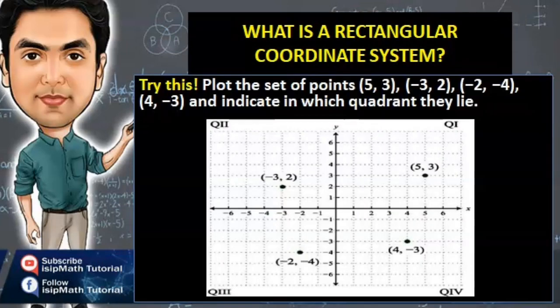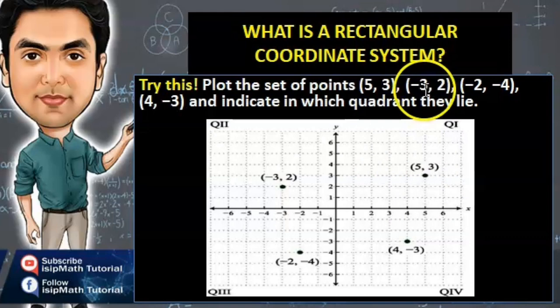Okay, so let's try this one. Plot the set of points (5, 3), (-3, 2), (-2, -4), and (4, -3), and indicate in which quadrant they lie. So, unahin natin si positive 5 at si positive 3. Ito po, yung x po natin is positive 5. 1, 2, 3, 4, 5. Okay, ito po yun. And our y is positive 3. 1, 2, 3. So, ito po yung point. (5, 3). So, ang location niya po ay nasa quadrant 1.